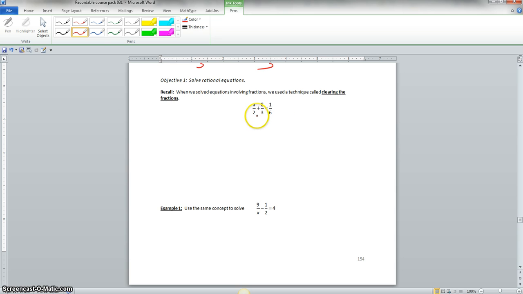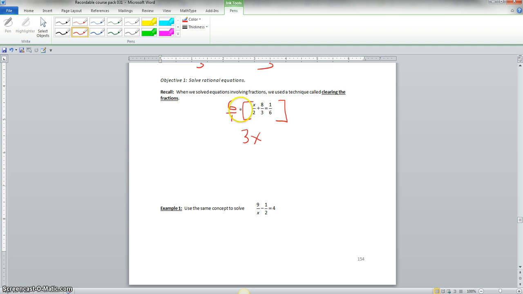Now, in order to clear the fractions, we must find a common denominator of 2, 3, and 6. The common denominator of all of these values is 6. So we'll multiply this whole equation by 6. Now, this is how we would do it. We know 2 and 6 both have 2 in common. This 2 would simplify out, and this 6 would simplify out to 3. So we'll have 3 times x, which is 3x.